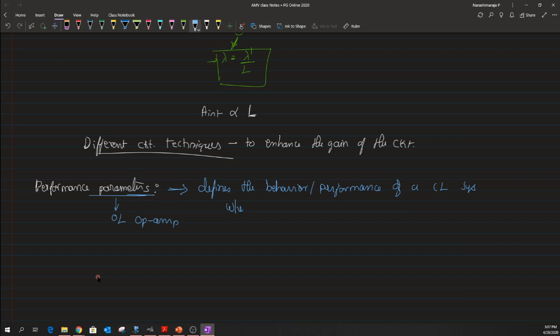These open loop op amps are used in the closed loop configuration.